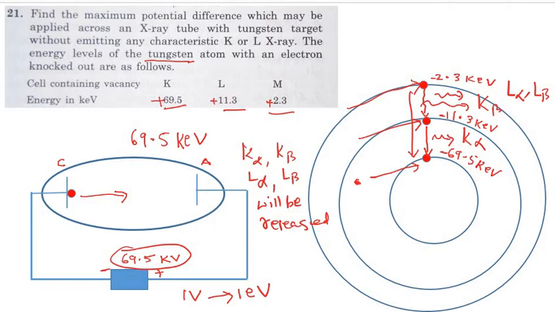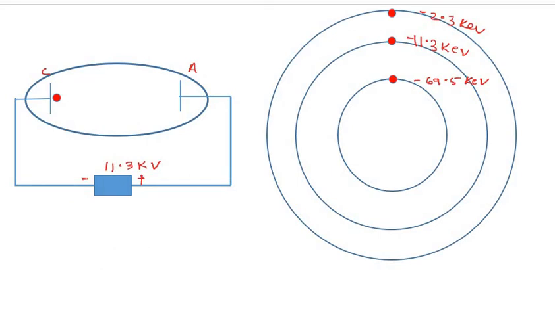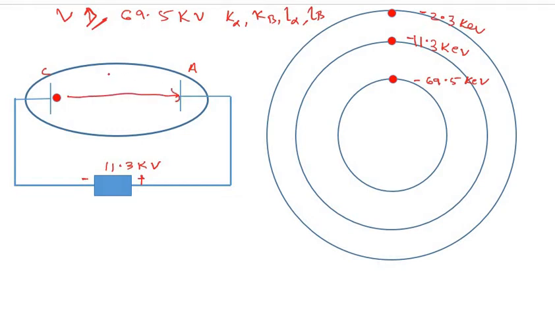So what do I have now? Choice. So let's move on. So I have made a new diagram for you. So I cannot keep the voltage above 69.5 kilovolt, or even make it greater than or equal to. Under that situation, K alpha, K beta, L alpha and L beta would be released. So I decide to step down the voltage, and I keep this time 11.3 kV voltage. So this electron, when it reaches over here, will have kinetic energy 11.3 keV.